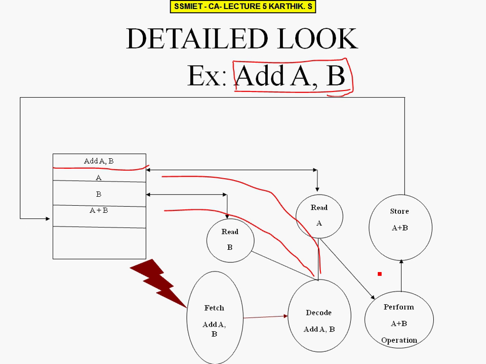So this detailed state diagram clearly explains the basic operations of a computer, that is, fetch, decode, execute and store.